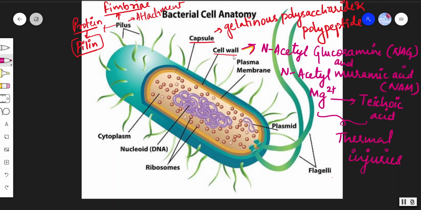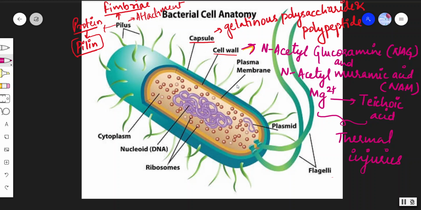The cell wall is made up of N-acetyl glucosamine and N-acetyl muramic acid. There are also magnesium ions which bind with teichoic acid, and these bindings protect the bacteria from thermal injuries. Okay, this much is clear. Flagella, fimbriae or pilus, and the next outermost layer is the capsule, made up of gelatinous polysaccharide and polypeptide. Then the next one is the cell wall that we just discussed, formed of NAG and NAM.